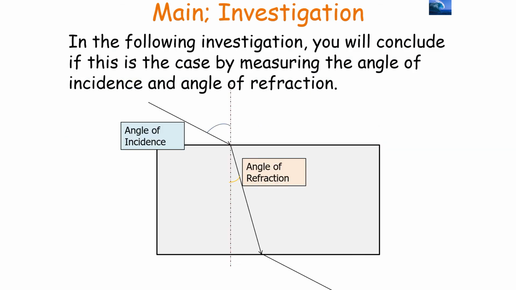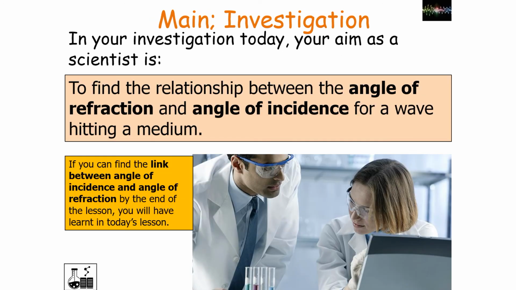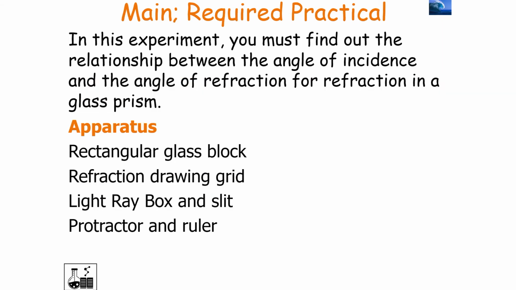Now, in the following required practical investigation, you're going to conclude this case by measuring the angle of incidence and the angle of refraction. So in this particular required practical, your aim is to find the relationship or link between the angle of refraction and the angle of incidence for a wave hitting a new medium. To carry this out, we'll need a drawing grid, a rectangular glass block, a light ray box, a slit, a protractor and a ruler.